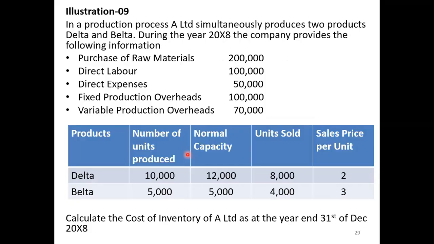It's very easy, right? It's also a little bit tricky, but here what you have to deal with is fixed production overhead, which gives us 100,000. Here there are two joint products, Delta and Beta. Here the normal capacities differ. So you can do this. Here normal capacity is 12,000. Here 10,000. Here 5,000. Here 5,000. There is no issue here, but here you may face a critical issue, how to apportion the production. That's the issue, so we can discuss it among you.